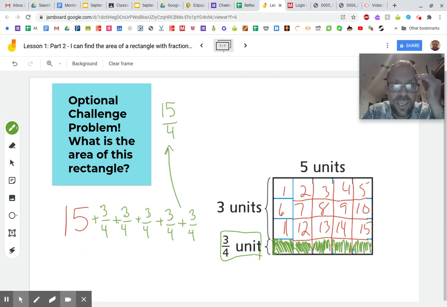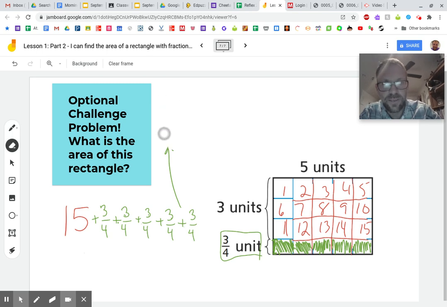Now, if you did it that way, you'd have to also then know from maybe last year or some other time how to turn 15/4 into a whole number and a fraction part called a mixed number. And I don't want to go there right now this early. If you can do it that way, go for it. But I'm not going to teach it right now. Instead, I'm going to think of a different way, okay? Let me get rid of this and create some space.